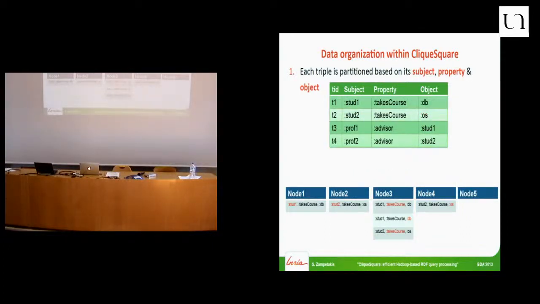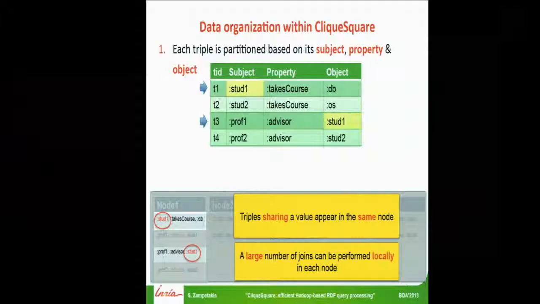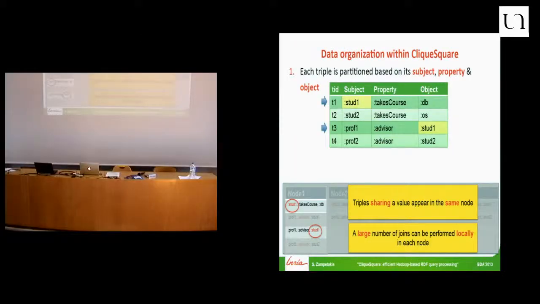And we conclude our example by storing 2 more triples. And then we have this. In the second step, what we can note here is that triples, as we said before, that share the same value will appear in the same node. For example, triple 1 and triple 3 here share the value student 1 in the subject and the object, and they will be located in node 1. This is what allows us to perform a large number of joins locally at each node without sending a lot of data in the network. Actually, no data in the network.